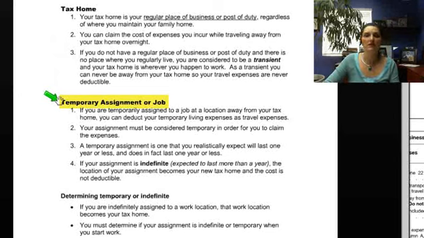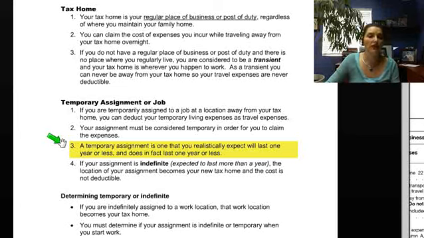Temporary assignment or job is something that is important to make note of. If you want to claim travel expenses, you can do so only if you can show that the assignment is temporary. And if you are temporarily assigned to a job at a location away from your tax home, you can deduct your temporary living expenses as travel expenses. Your assignment must be considered temporary in order for you to claim the expenses. A temporary assignment is one that you realistically expect will last less than 1 year, or actually 1 year or less, and does in fact last 1 year or less.